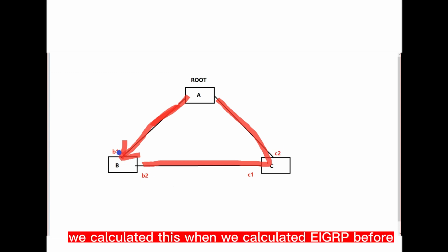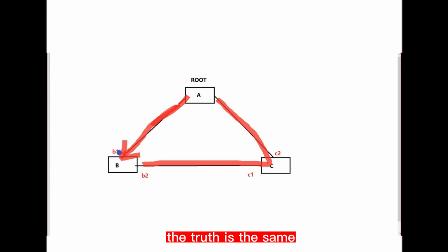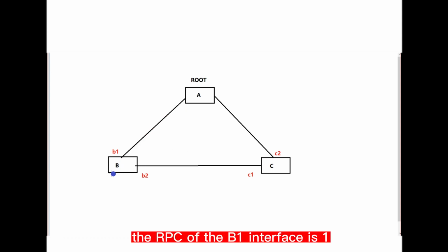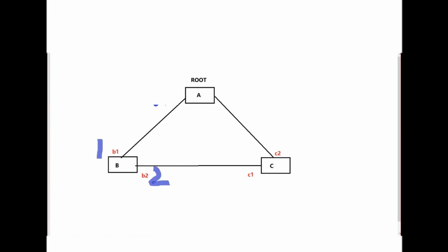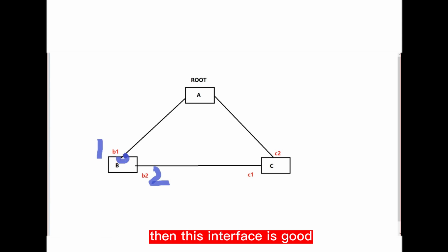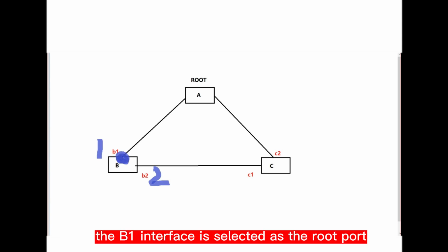We calculated this when we calculated EIGRP before. The principle is the same. When packets come in through two interfaces, this is 2. So for device B, the RPC of the B1 interface is 1 and the RPC of the B2 interface is 2. We take the smaller value, so this interface is better. The B1 interface is selected as the root port.